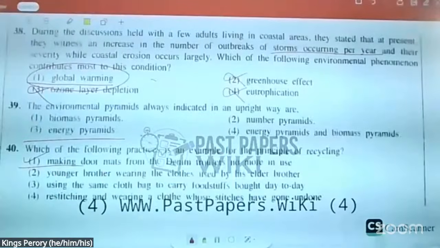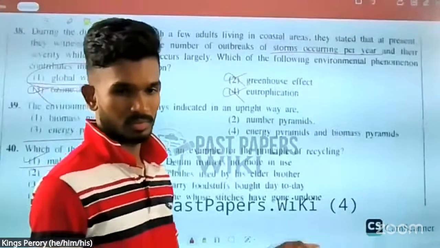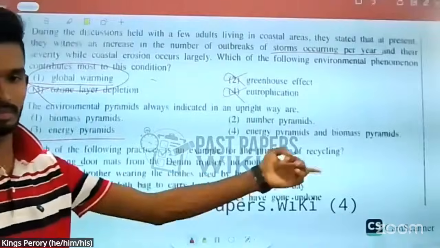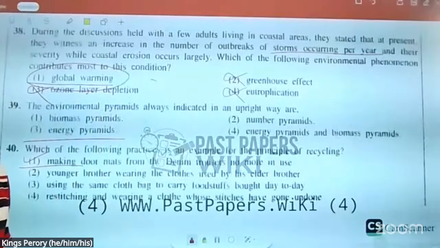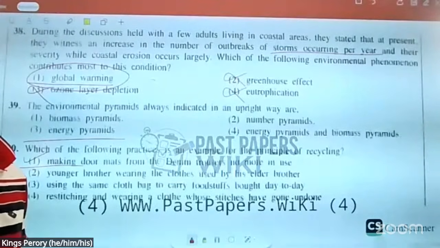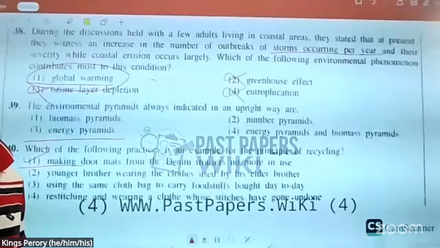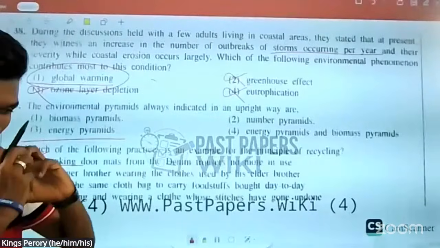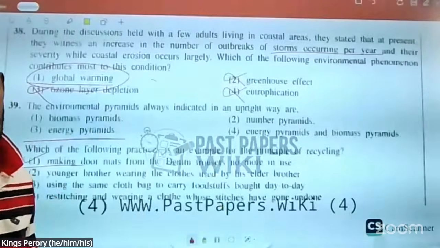Younger brother wearing the clothes used by the elder brother. Usual practice in Sri Lanka. Younger brother wearing the clothes of elder brother. Recycle, reduce, replace, and reuse. Reuse is needed. Remember, for recycling, from one thing something else should be produced.